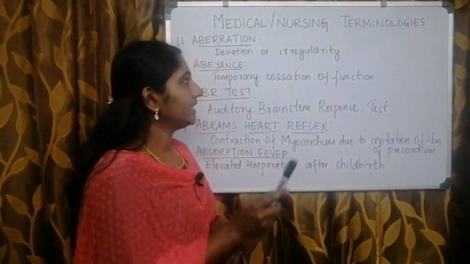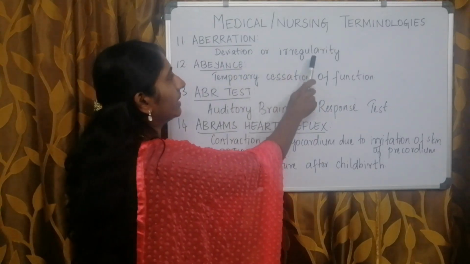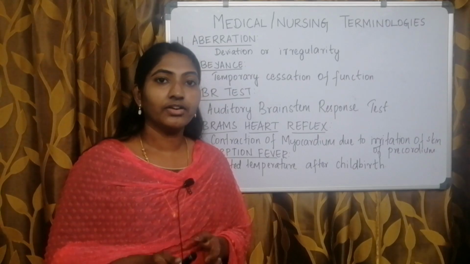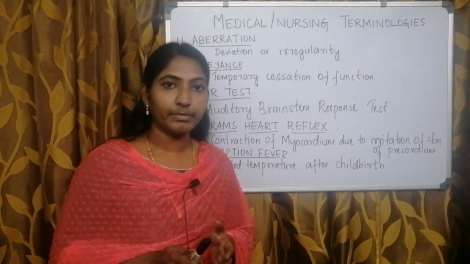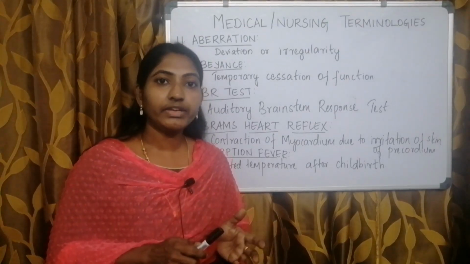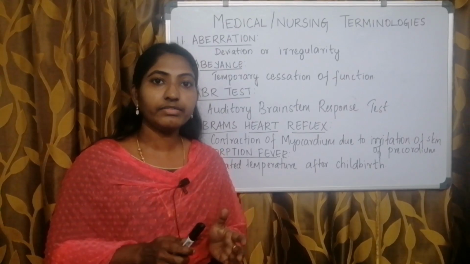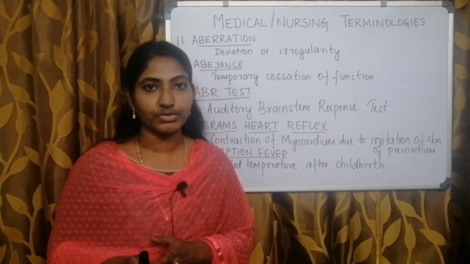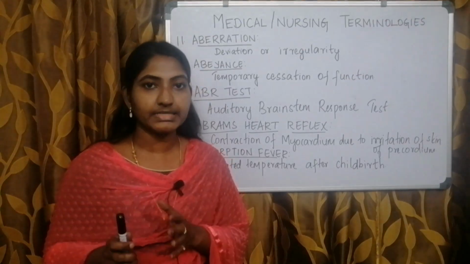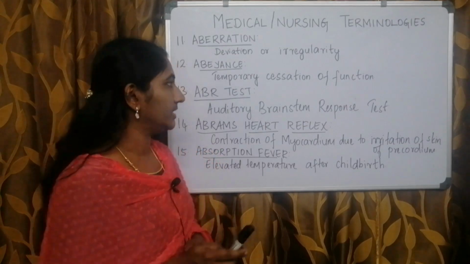The next terminology is aberration. Aberration is a deviation or irregularity. For example, chromosomal aberration is a term which is used to describe the deviation from the normal number of chromosomes or a deviation from the normal structure of chromosomes. Mental aberration is a term which is used to describe mental illness. So, aberration is a deviation or irregularity.